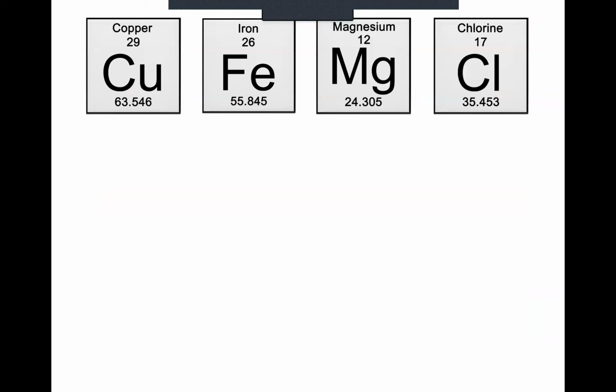Instead of having a price per pound for a type of trail mix, we have a number of grams per mole for different elements on the periodic table. So take, for instance, copper. Its average atomic mass is 63.546. Typically, we would round that to the tenth place, so 63.5 grams for every mole of copper. For iron, it's a little different, 55.8 grams per mole. For magnesium, 24.3 grams per mole. For chlorine, 35.5, it would round to, grams per mole.